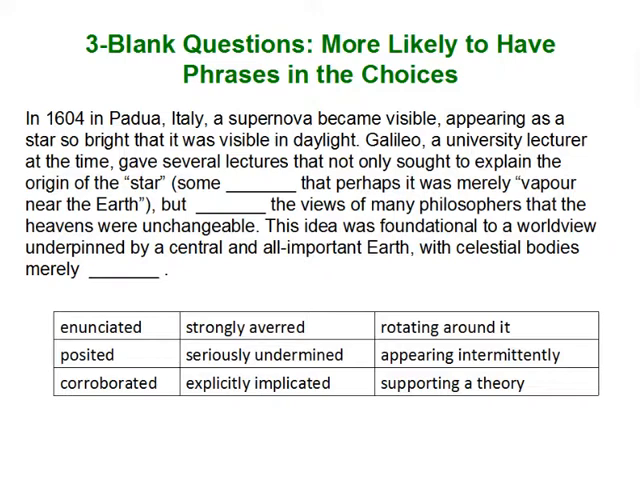Now, we might think for a minute, if many philosophers thought that the heavens were unchangeable, well, here all of a sudden a star has become visible. We must be looking at change. So one avenue of getting into this, I think, is through that middle part, the second blank. If obviously the heavens are changing, what is Galileo going to do to the views of people who think that it's not changing? And I think here we have a great fill-in opportunity for something like upset or refute or contradict their views.